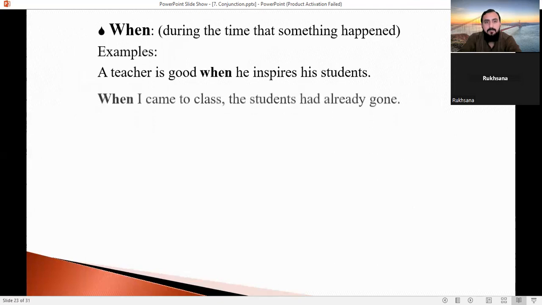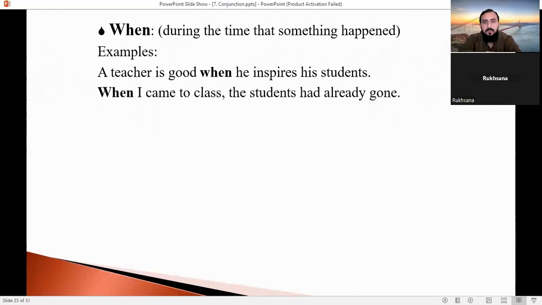When. During the time that something happened. Example: a teacher is good when he inspires his students. When I came to class, the students had already gone. Fine. So when means by the time, during that time.